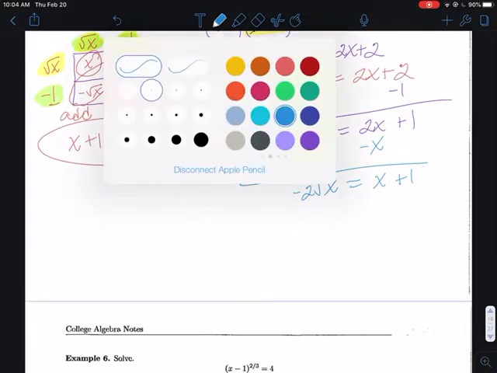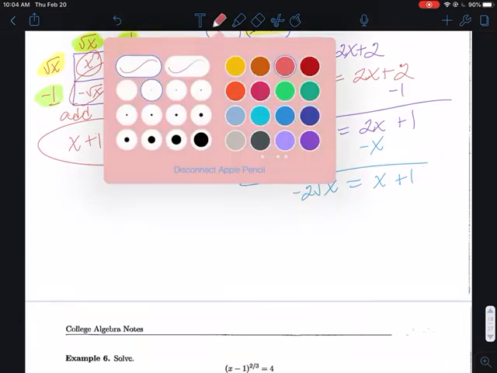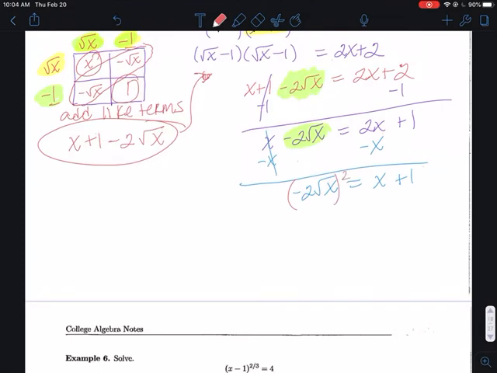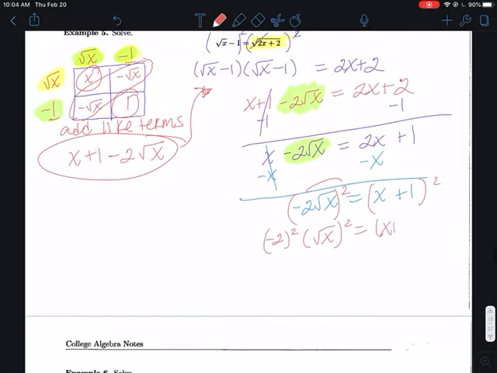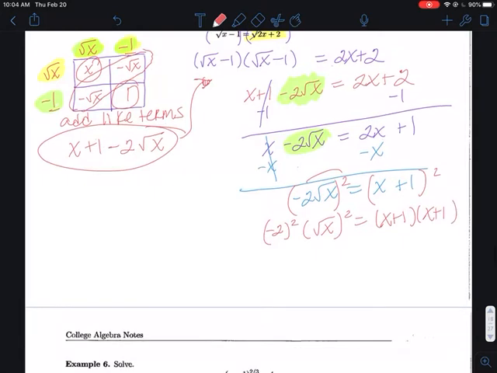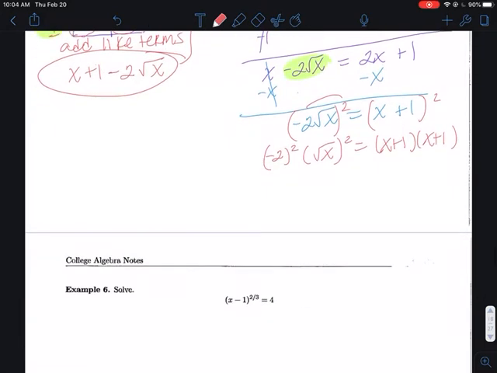And now at this point, we want to go ahead and square both sides. Even with the stuff in front of you, you want to square it. When you square something like this, you have to square the -2 first, and you have to square the square root of x. So you square both factors. Over here, we're going to write this twice. When you square a -2, you get 4. When you square a square root of x, you get x.